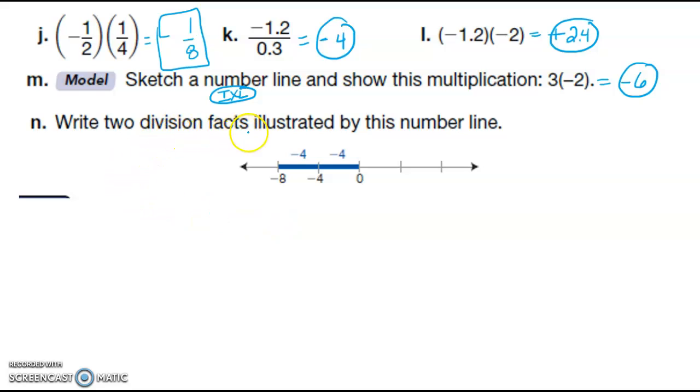And this says write 2 division facts illustrated by this number line. So you could say, I honestly don't, -8 divided by a -4 is going to be a +2. -4 divided by a -4 is a +1. I'm not really sure what they want me to put there.